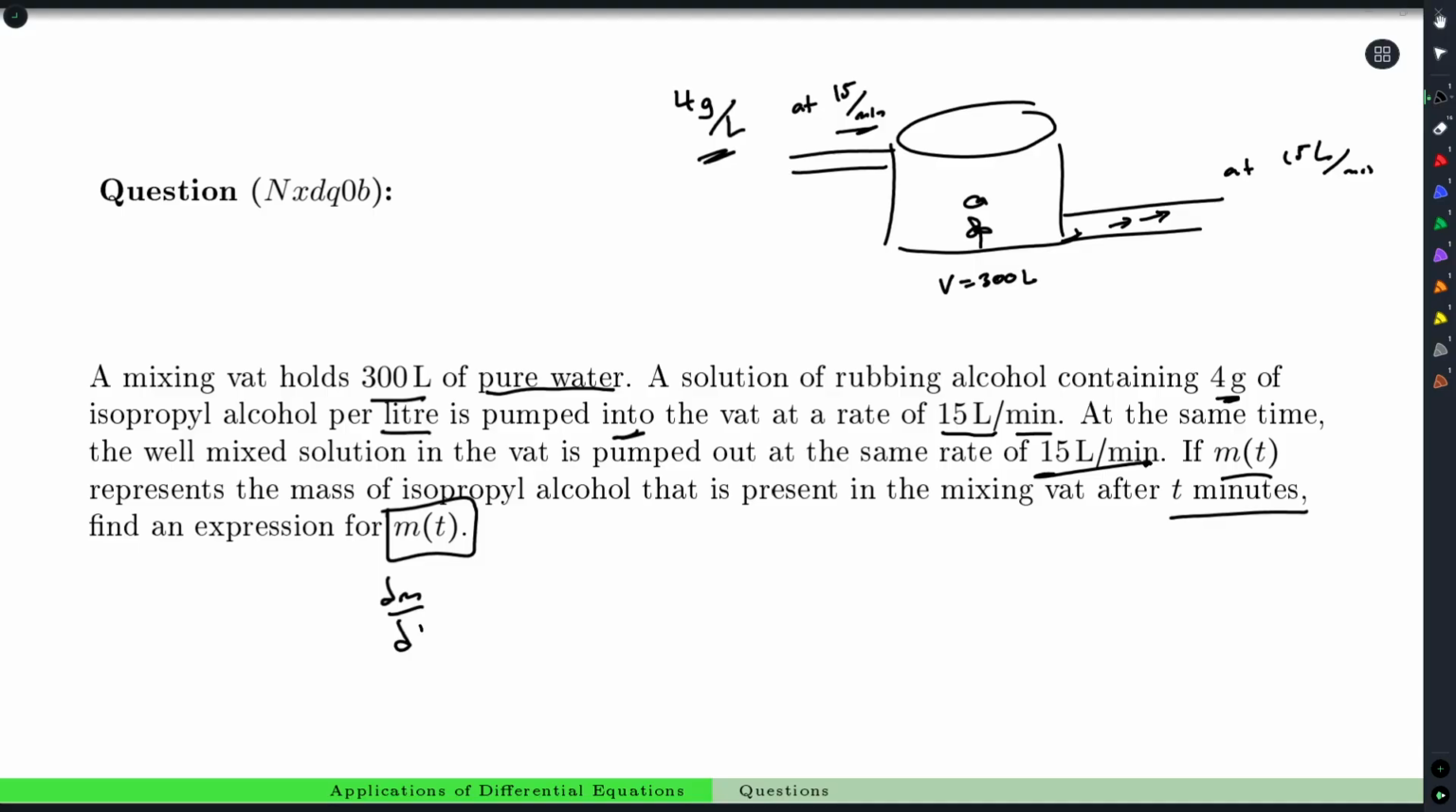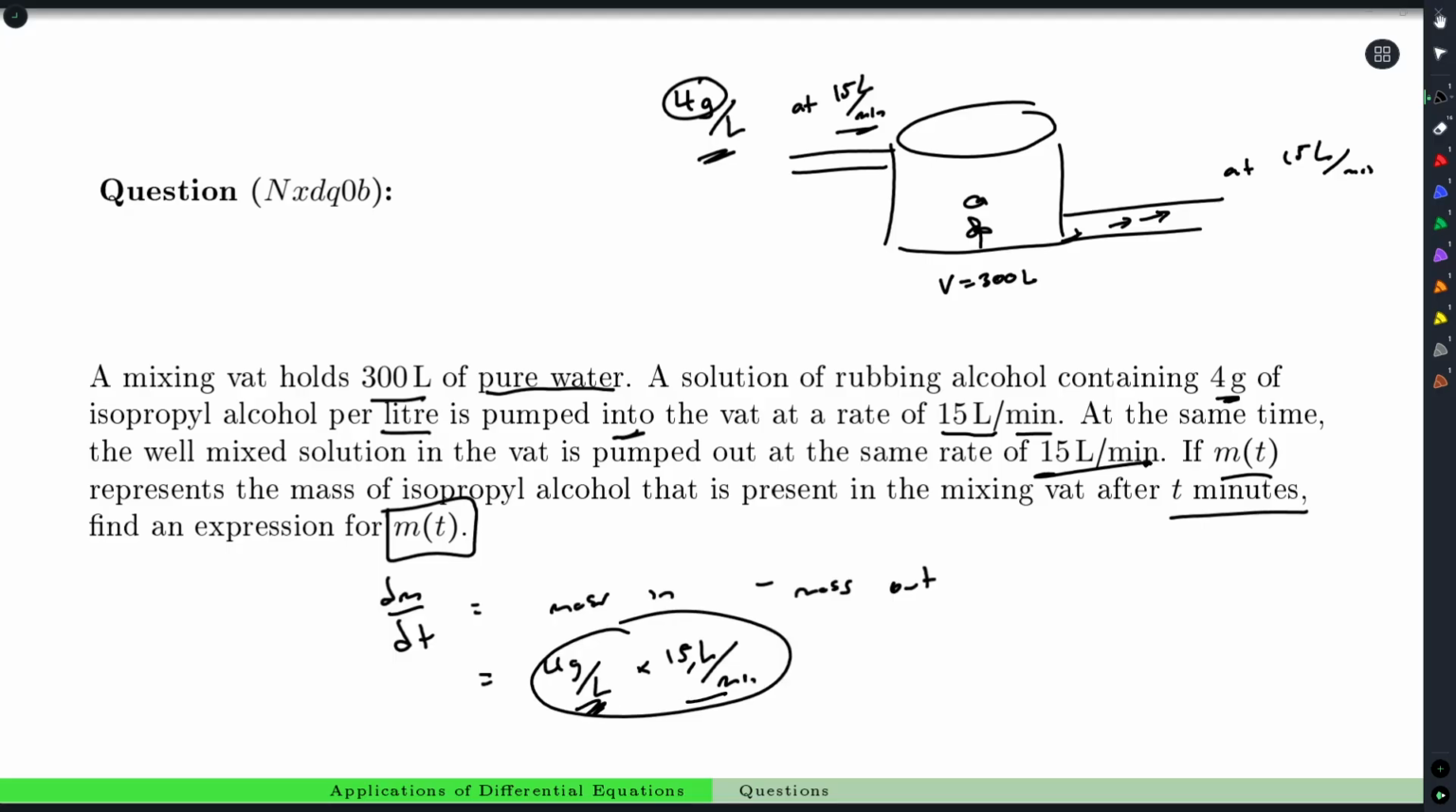The mass is going to change. How is it going to change? Well, some mass is going to come in, and some mass is going to come out. Well, how much is coming in? Well, 4 grams per liter with 15 liters per minute. I'll write the actual numbers when we move to the separate sheet of paper. But how do we calculate how much is coming in? Concentration in times flow rate in.